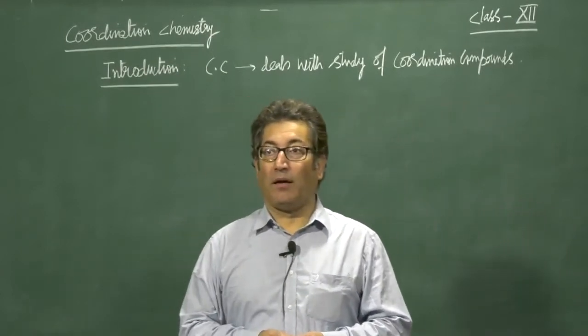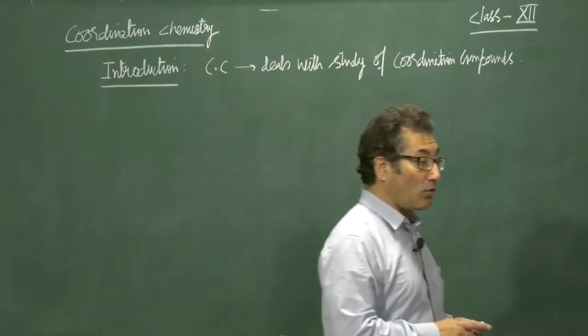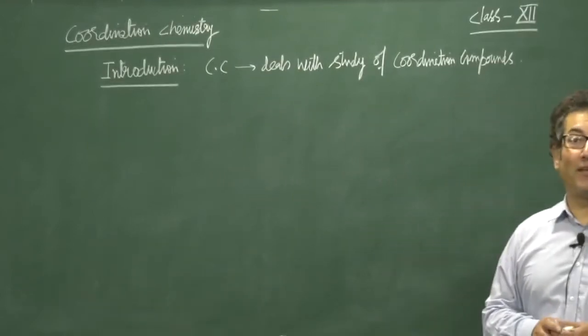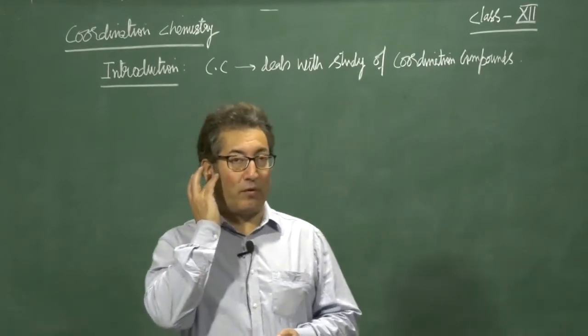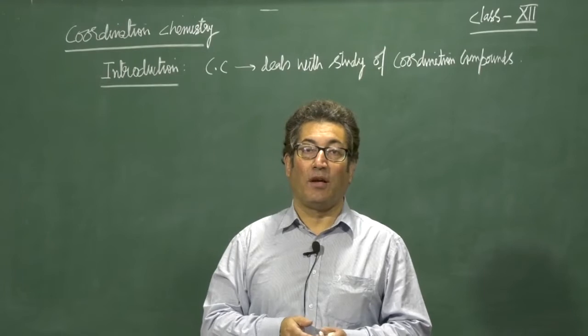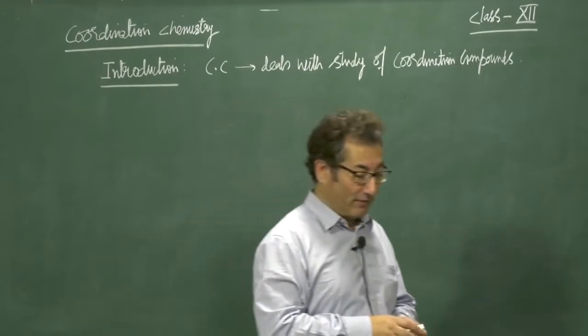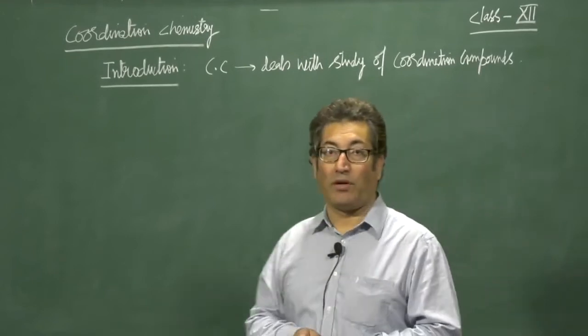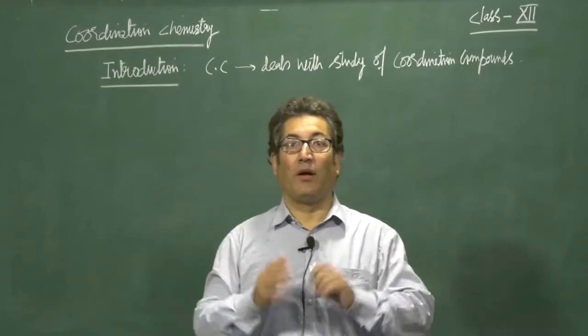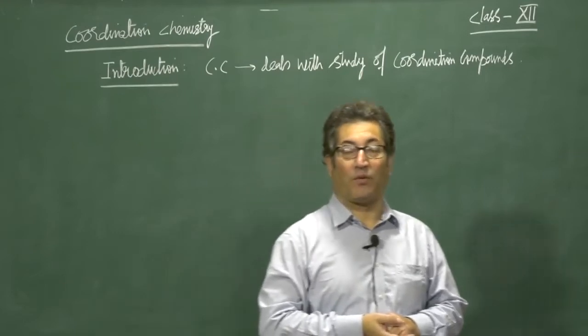Then coordination compounds show another important property, the magnetic properties, and crystal field theory provides a complete explanation of paramagnetism, which is one of the magnetic properties, and diamagnetism of coordination compounds. This is our objective in this chapter on coordination chemistry. So I have introduced the term coordination chemistry. It deals with the study of coordination compounds.